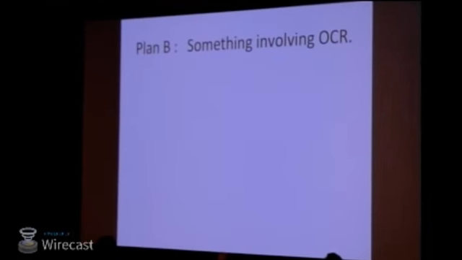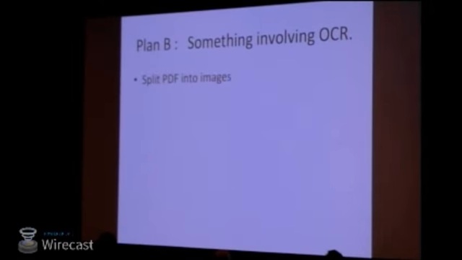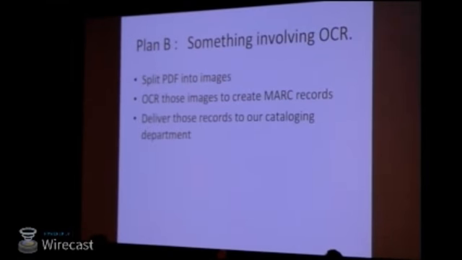So we have the PDF image. It's not bad. We can work with that. So plan B was something involving OCR: split the PDF into images, OCR those images to create MARC records, and deliver those.